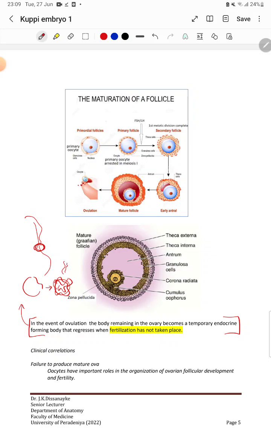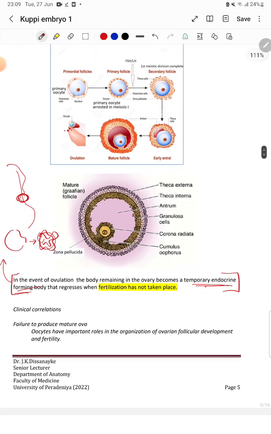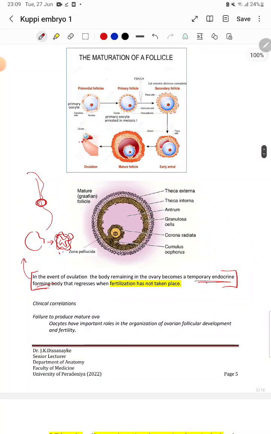And this is actually known as the corpus luteum, and it helps release progesterone. And if fertilization doesn't occur, it'll turn into corpus albicans and just atrophize and fade away.